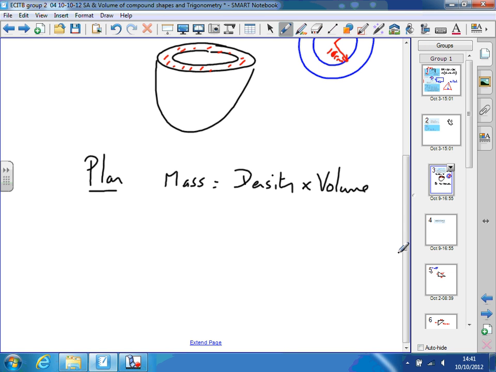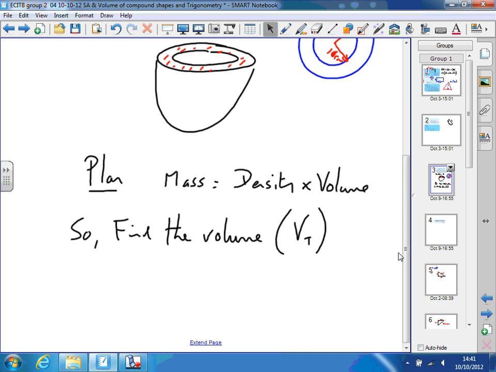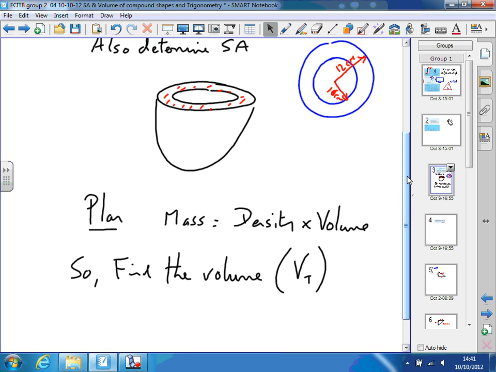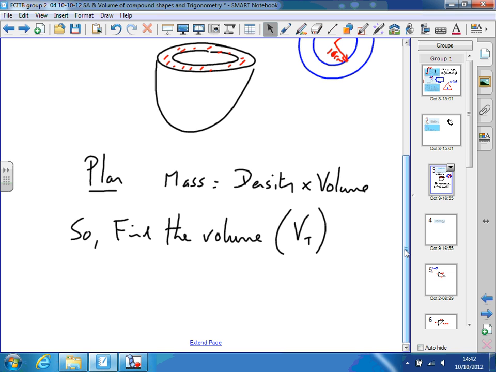Mass equals density times volume, so find the volume of the crucible. Let's call that VT for the total volume. How am I going to find that volume? That's exactly right, yes. Find the volume of the whole thing as though there was no hole in it, and then subtract the volume of the hole.